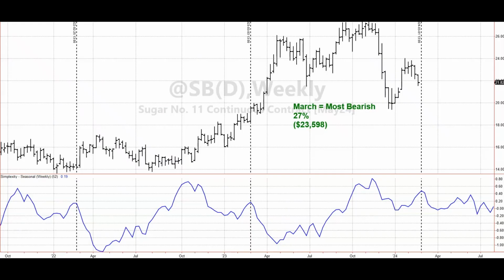And turning over to the sugar market now, we see that March is the most bearish month for sugar. It has finished the month higher than it opens only 27% of the time, and it has lost over $23,000 in the 20 plus years of the backtest.